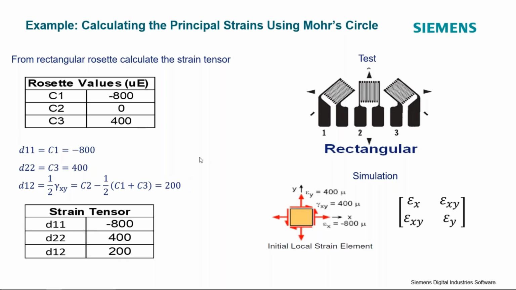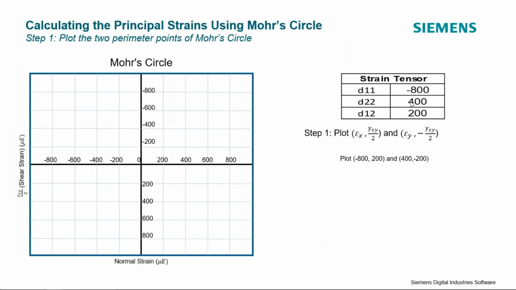So we can use these values and calculate the principal strains using Mohr's circle. I've got my strain tensor shown here, and we're going to walk through step by step what we would need to do to determine the principal strains. I'm going to plot my data in this display. Note that the x-axis is the normal strain and the y-axis is my shear strain, so gamma xy divided by 2. Also note that typically the sign convention is such that we draw this axis as positive downwards.